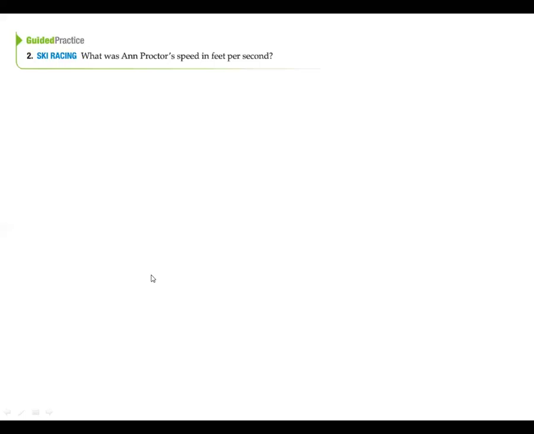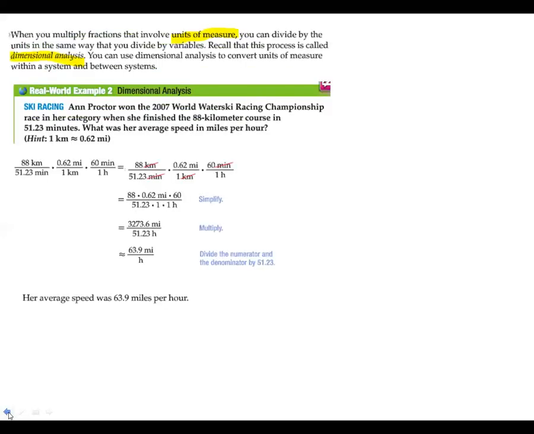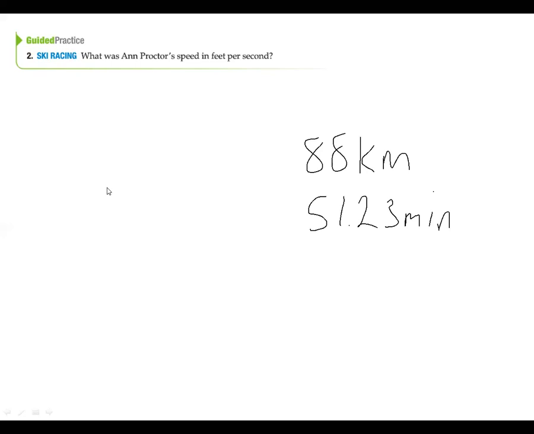Okay, here's one for you to try. What's Ann Proctor's speed in feet per second? Okay, so she started out at 88 kilometers in 51.23 minutes. I'll write that down so that it's there for you, because you know her speed in kilometers per minute now. All right, go ahead and pause the video and hit play when you're ready.